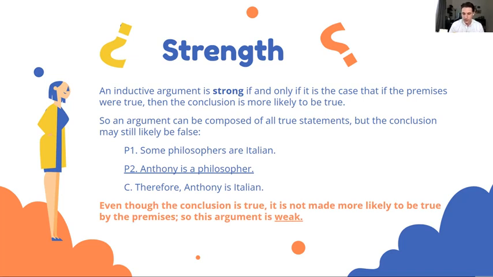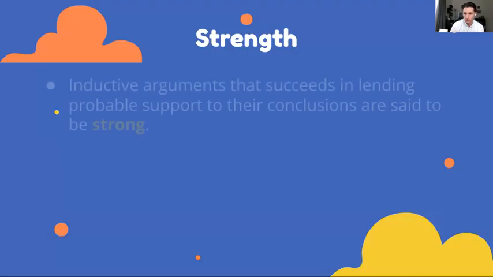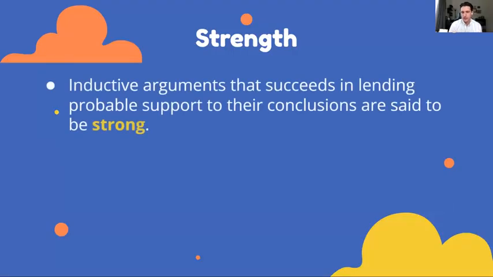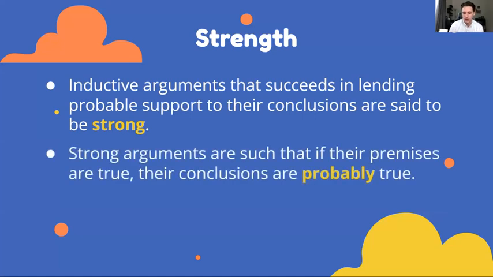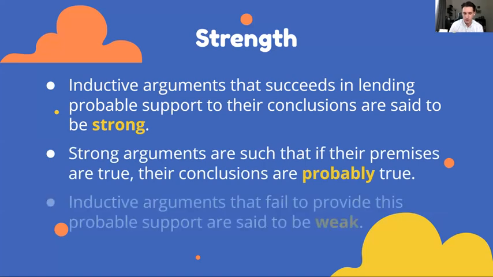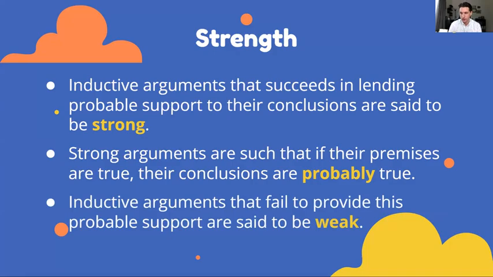So even though the conclusion is actually true, it is not made more likely to be true by the premises. So it would be weak, not strong. Inductive arguments that succeed in lending probable support to their conclusions are said to be strong. And strong arguments are such that if their premises are true, the conclusions are probably true. Inductive arguments that fail to provide this kind of support are said to be weak.